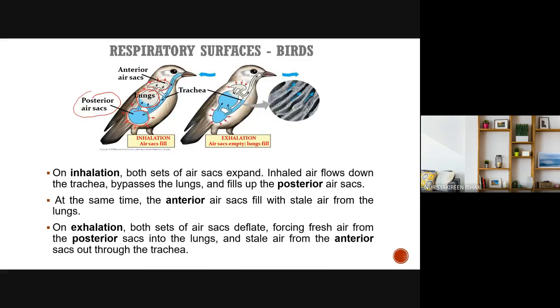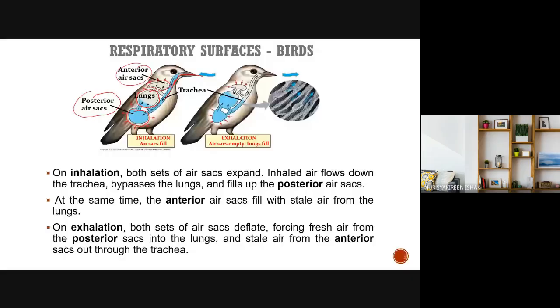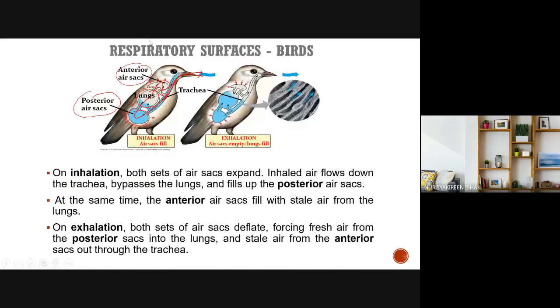Okay, so as the bird inhales, the air will pass down the trachea, but it doesn't go into the anterior first. It will go down the trachea into the posterior and then into the lung and then into the anterior and then out through the trachea. So that's why tadi dia cakap unidirectional, one direction sahaja. Okay, one direction. So kita tengok dia punya flow.